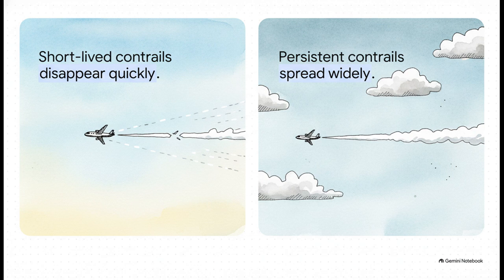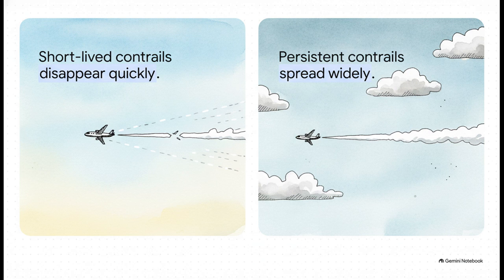Now, what's really interesting here is how clearly we can juxtapose the two outcomes based on those exact variables. Check out the short-lived contrails. If the surrounding atmospheric air at that altitude is very dry, the newly formed ice crystals will rapidly undergo a process called sublimation. That's a fancy way of saying they turn directly from solid ice back into an invisible gas. So the trail disappears quickly.